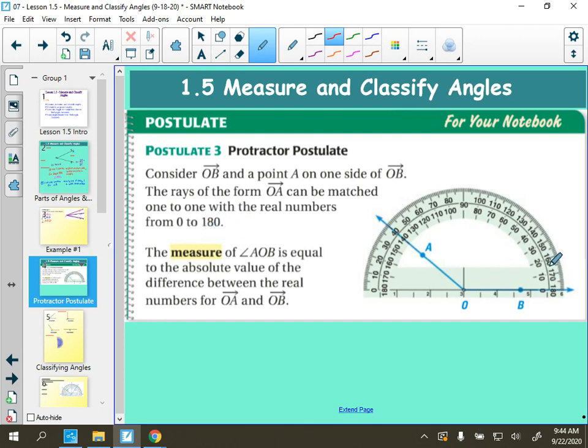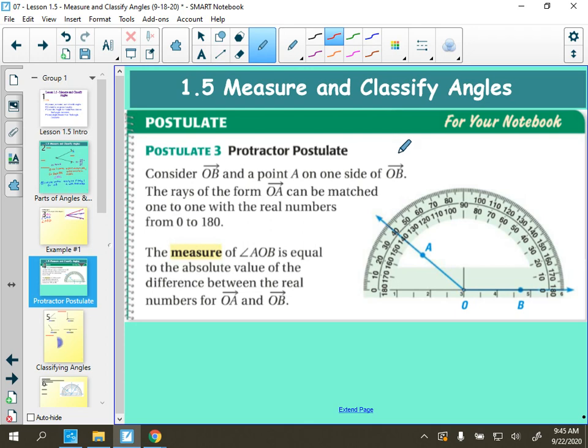Okay, so this is a protractor. I'm assuming a lot of us have seen that in the past. I think the big takeaway here is this idea of the measure of an angle. The measure of angle AOB is equal to, and it gets a little wordy and technical, the absolute value of the difference between the real numbers for ray OA and ray OB. Ray OB has a value of 0, you can see it here, and ray OA has a value of 140. Even that is kind of like, wow, what's going on there?